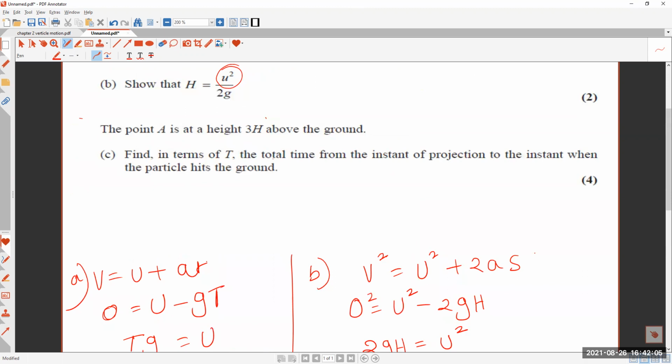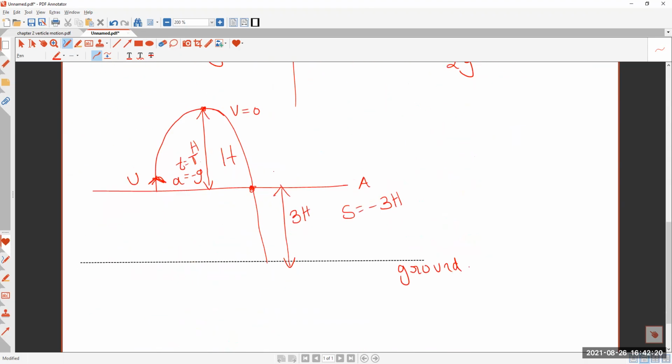Find in terms of t the total time of the journey. Many students say 2 into h becomes 2 into t, but no. t is the time taken from A till the maximum position. Total time of the journey I don't know yet. Let's talk about it. For total time, I need total displacement.